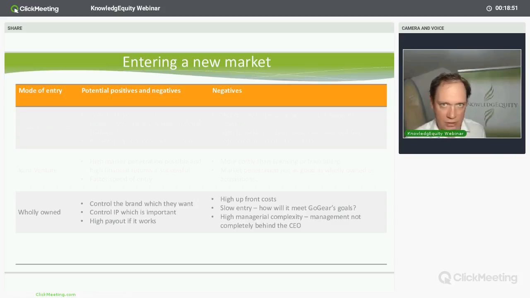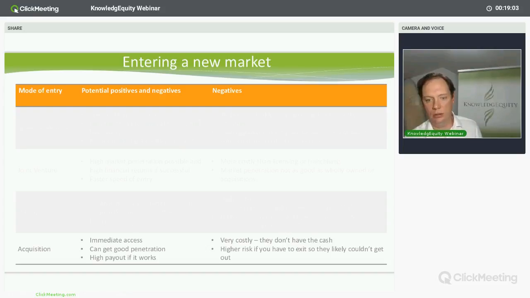Your exit strategy for licensing is dead simple. Your exit strategy for wholly owned is not dead simple at all. You do get to control your IP. That's the best for controlling your IP, your brand, control over the way that you market the product. Acquisition, similar to wholly owned, you acquire somebody else, you want someone that's already got penetration, and you want someone that's got the distribution channels, which I guess is part of the penetration, but they've got them well set up. Very, very costly. As pointed out, they're going to struggle to do it.